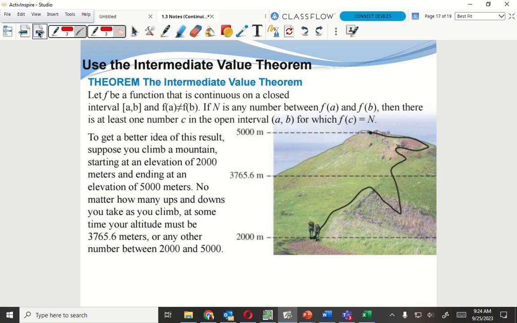This is so prominent in calculus, it's referred to as IVT, intermediate value theorem. So here's the basic definition.